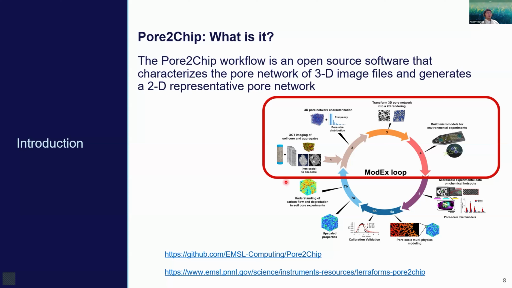And in our MODEX loop, the PortaChip part covers this top part of our MODEX loop where we get our 3D pore network, we characterize it with the information that we want, build our two-dimensional mask, so to speak, and then create our physical micromodel to do our experiments with.